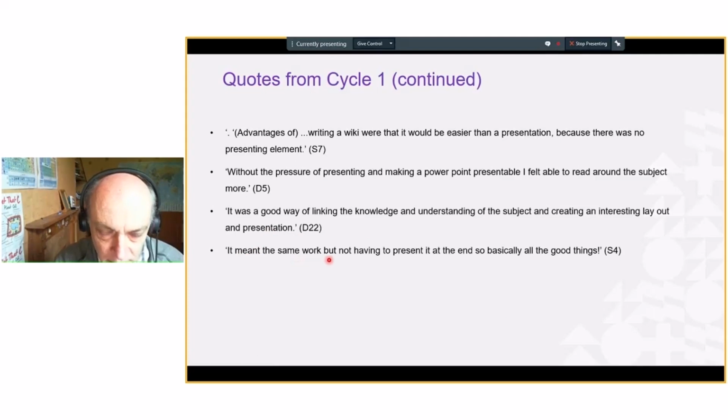This is a quote I like. It meant the same work as the Microsoft PowerPoint presentations, but not having to present it at the end. So basically all the good things. Okay, so that was a surface learner, very much in favor of wikis.